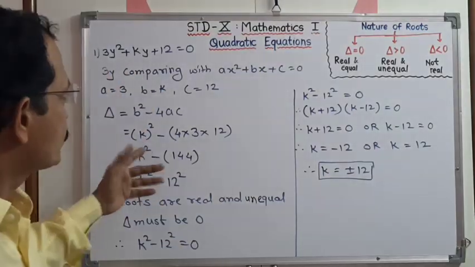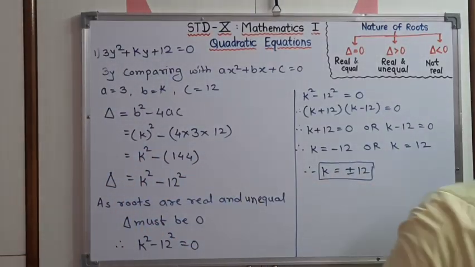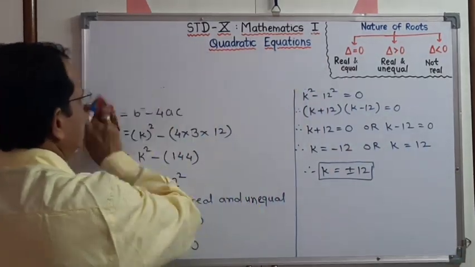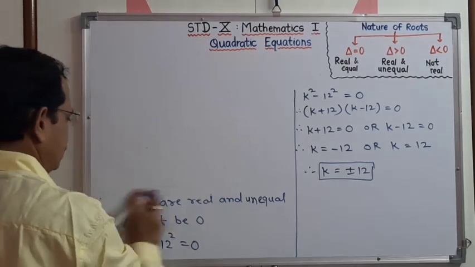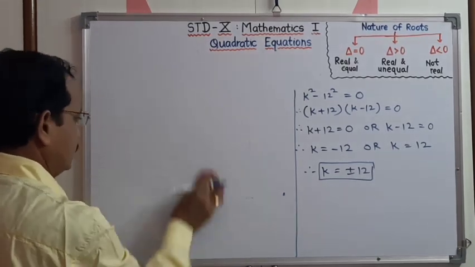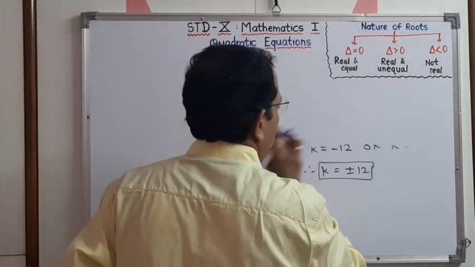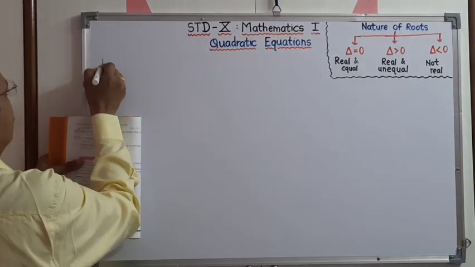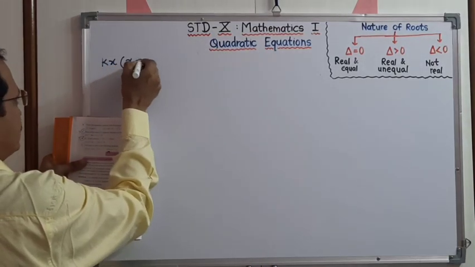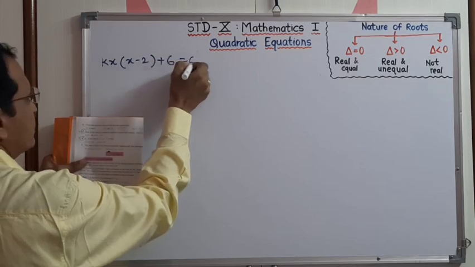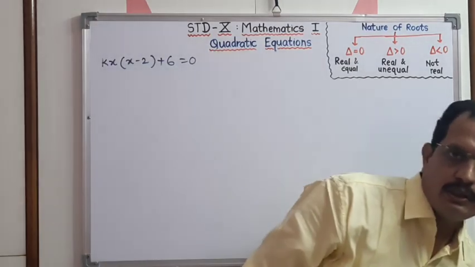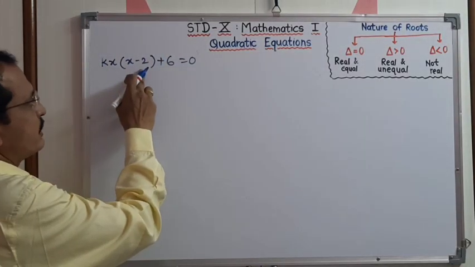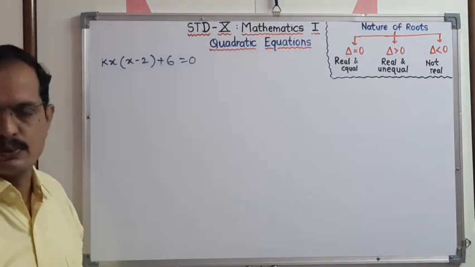Now we have to solve the second equation, which is kx into x minus 2 plus 6 equal to 0. The same condition is for this equation also: kx into x minus 2 plus 6 is equal to 0.